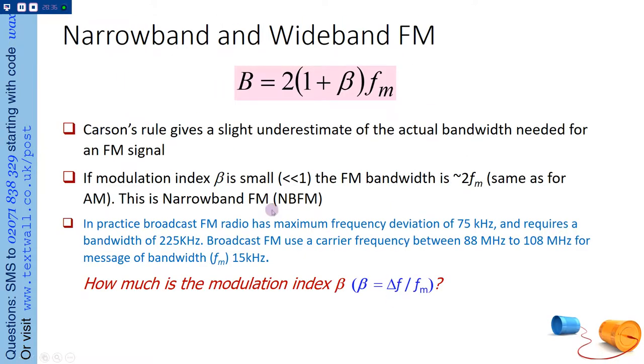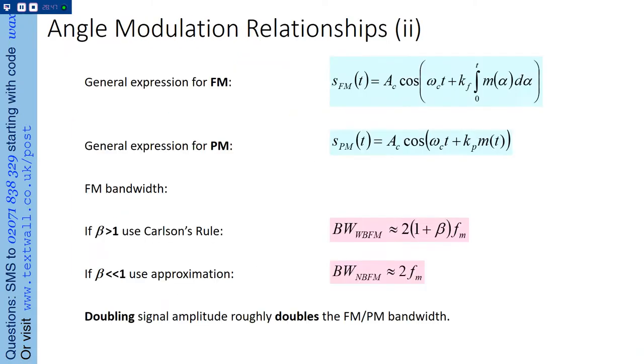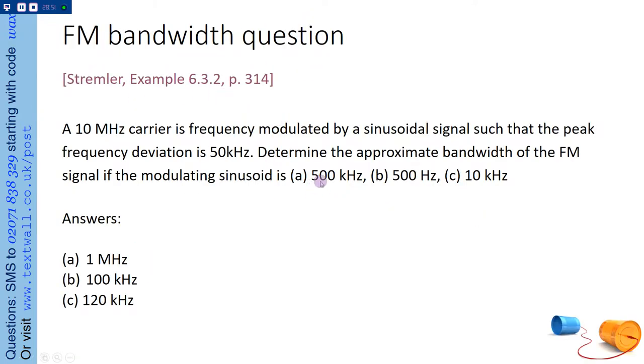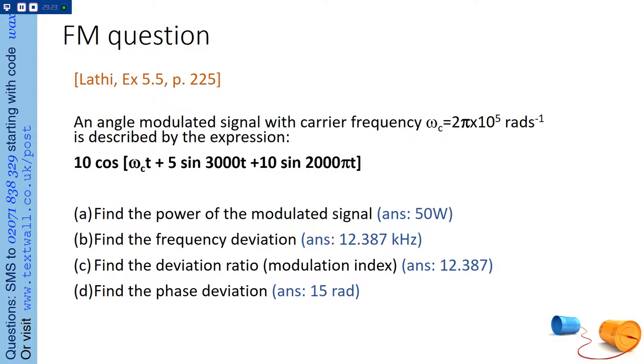To estimate bandwidth, you'd use 2 times 1 plus beta times FM. That's if we have a big value for beta. If beta happens to be small, you'd just say 2 times FM. So for each of these, you'd simply find beta, which is 50 kilohertz divided by 500, 50 kilohertz divided by 10,000. If beta is small, the bandwidth is simply double the baseband message bandwidth. If beta is big, it's 2 times 1 plus beta times FM. These are the estimates for the bandwidth. You could do that, and there'll be more examples in the problem class, and yet more examples here.